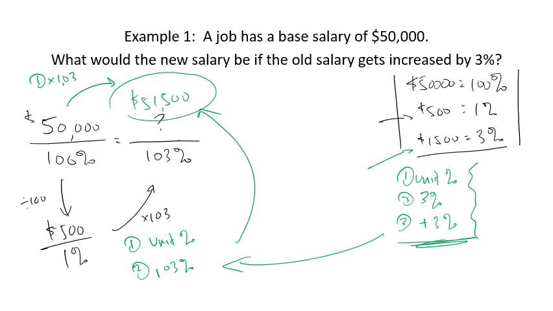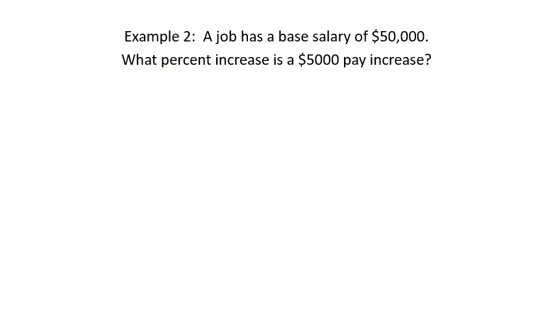All right. Example 2 is very similar. We still have our job with a base salary of $50,000, but now we're looking for the percent increase given the monetary pay increase. So in example 1, we were given the percent to find the money. Here, we're given the money to find the percent. Hopefully you remember from the previous problems that we've done with this sort of idea.